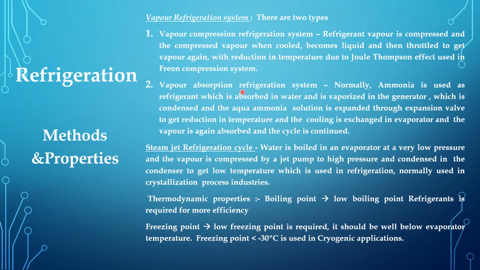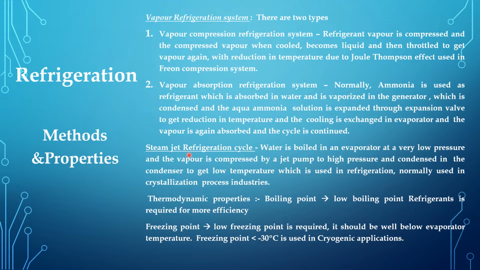Next one is vapor absorption refrigeration system. This is also used industrially only. Normally ammonia is used as a refrigerant, which is absorbed in water and is vaporized in a generator, which is condensed, and then aqua ammonia solution is there. From the aqua ammonia solution, water is separated, and the ammonia is expanded through expansion valve to get reduction in temperature, and the cooling is exchanged in the evaporator, and the vapor is again absorbed in water, and the cycle is continued. This is also used in industrial application only.